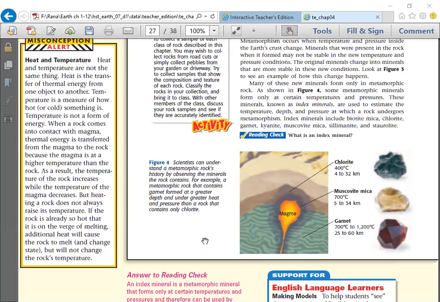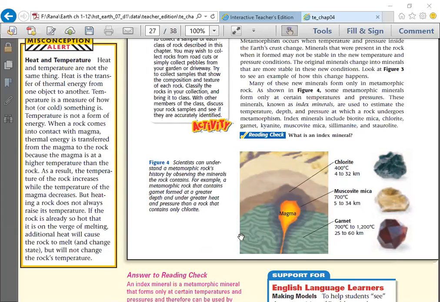They are used to estimate the temperature and pressure at which a rock undergoes metamorphism. Okay, could you explain more, or is that just what you understood? And they include biotite mica, chlorite. I don't ask about examples.